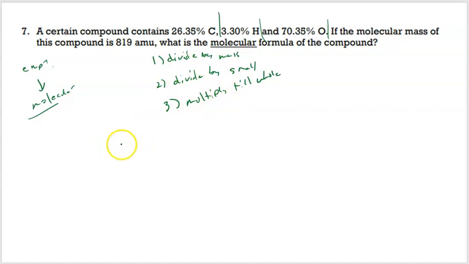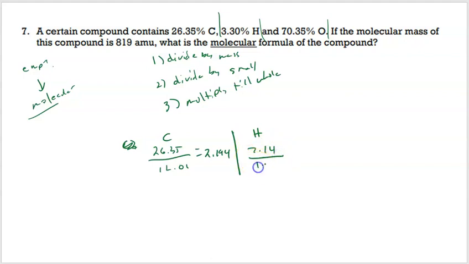So carbon, we're going to go 26.35 over 12.01. And that is going to give us 2.194 with sig figs. Hydrogen is over 1.01. Excuse me. I'm looking at the wrong question.